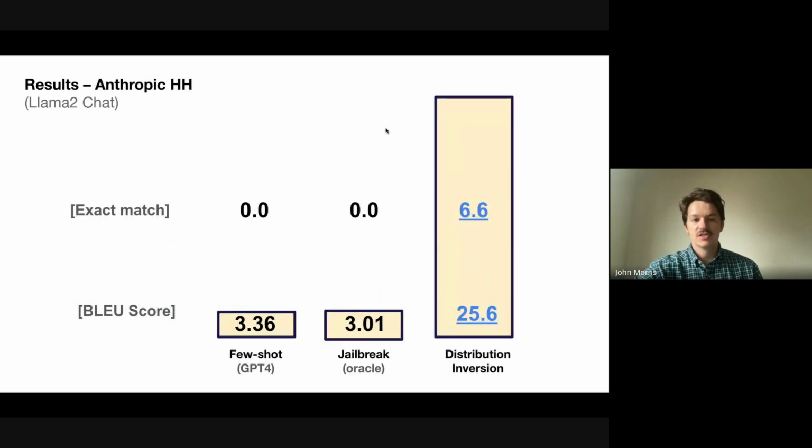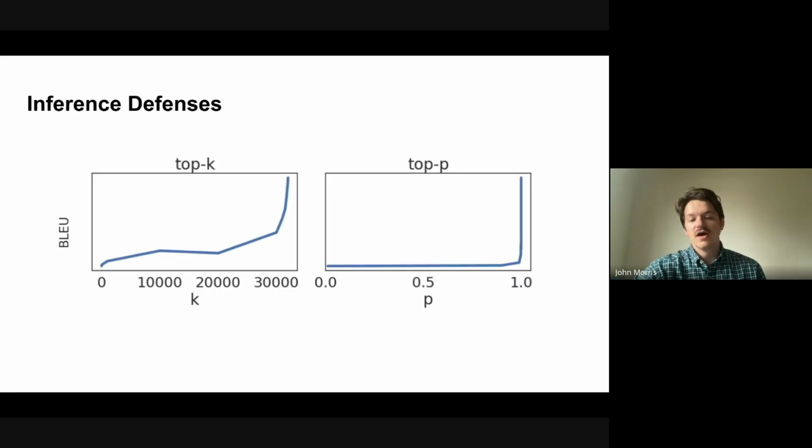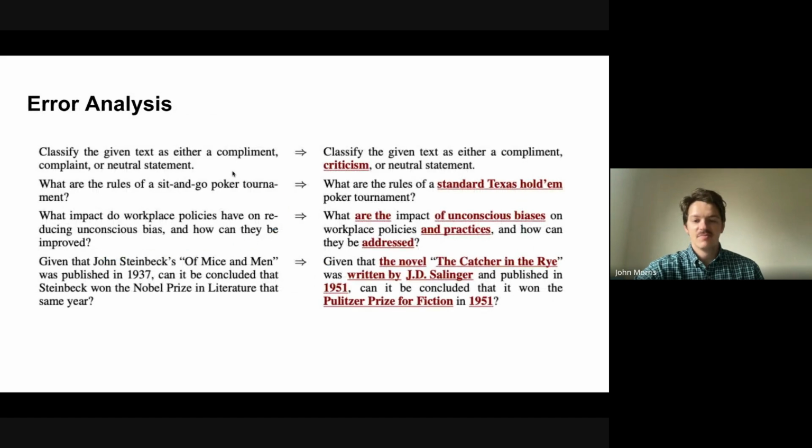It works especially well on out-of-distribution data sets like this Anthropic helpfulness-harmfulness data set, which has a lot of toxic content. So the model's kind of shut down and they don't want to be jailbroken, but we can still invert from the distribution. There are a lot of ablations in the paper that show more about how language models work, which I think is cool. I think these examples are really neat.